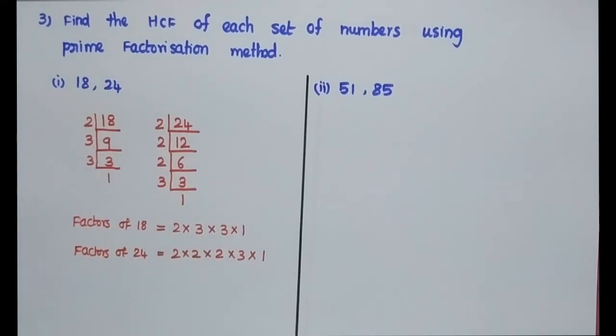Now write the common factors. HCF equals, here 2, here also 2. So 2 is one of the common factors, and then 3, here 3. So 3 and 1. There are no other common factors here. So 2 into 3 into 1, that is 6. HCF equals 6.